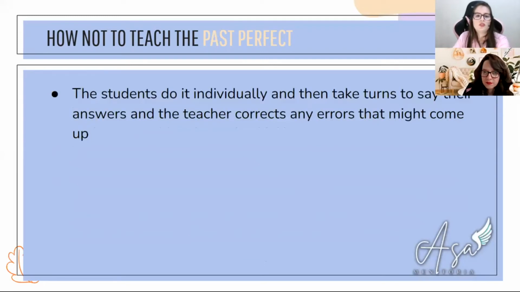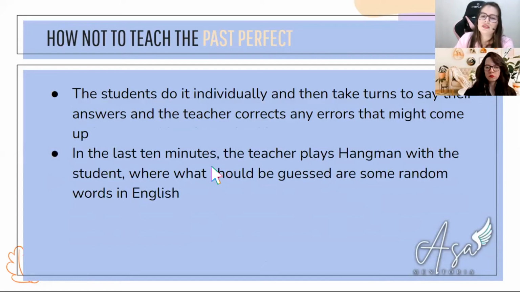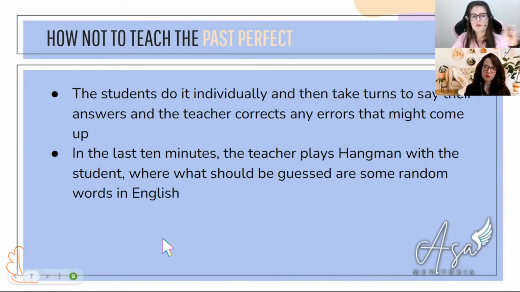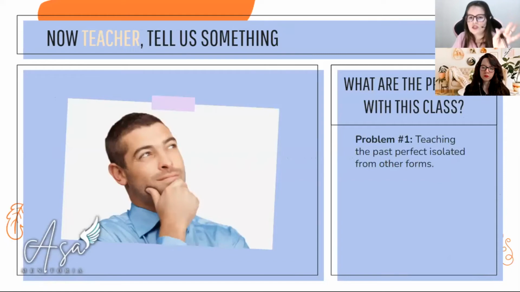So the students do it individually and then take turns to say their answers and the teacher corrects any errors. I'm going through these a little bit faster because then there will be the explanations to the problems, right? And then in the last minutes, the teacher plays hangman with the students where what should be guessed are some random words in English. Guys, feel free to type in the chat box whatever you think about these steps here, but I'm moving on. So the first problem with this class is teaching the past perfect isolated from other forms.